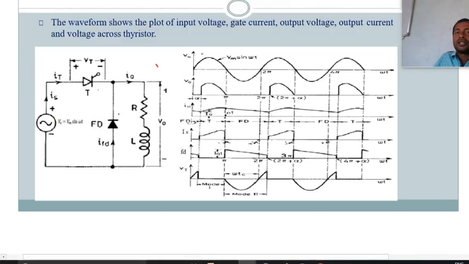This is the Vm sin omega t. Let me zoom in on this.